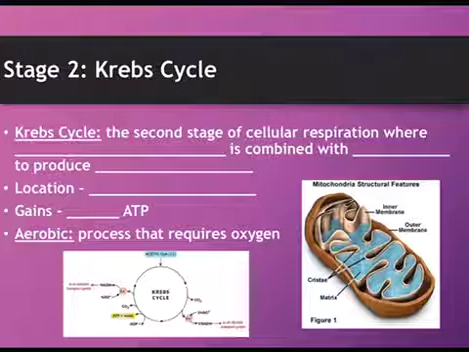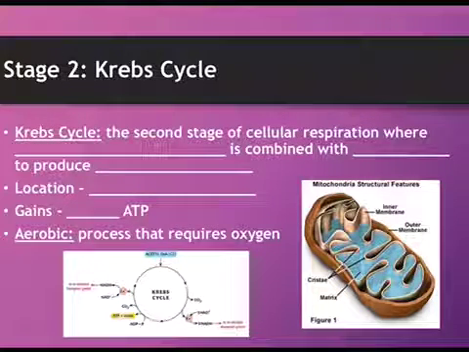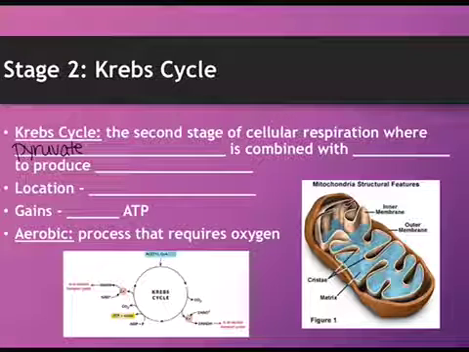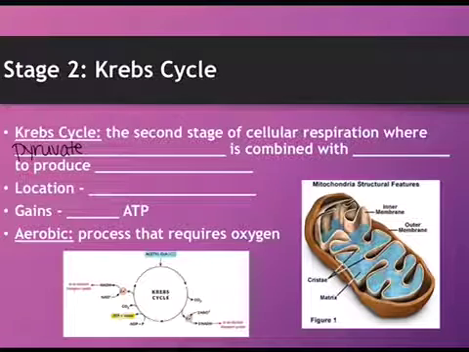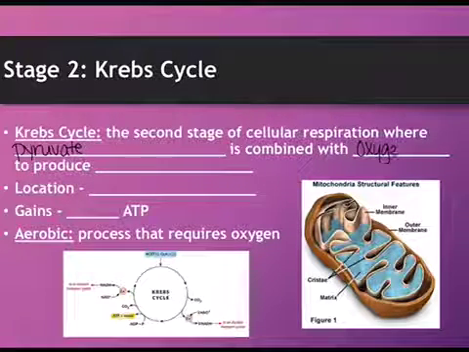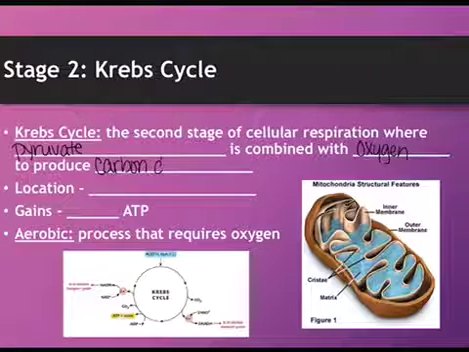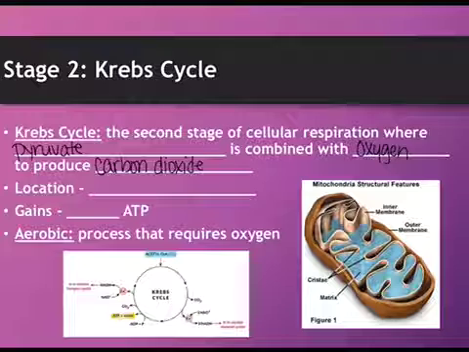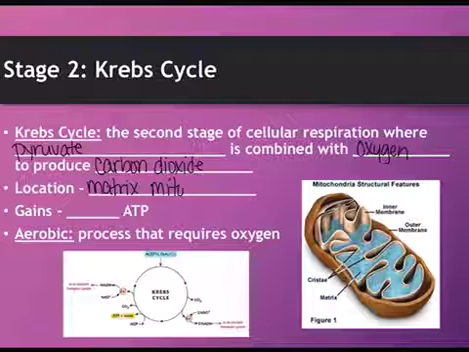The second stage is the Krebs cycle, and the Krebs cycle is cellular respiration, where the pyruvate from glycolysis is combined with oxygen to produce carbon dioxide. So this happens in the matrix of the mitochondria.